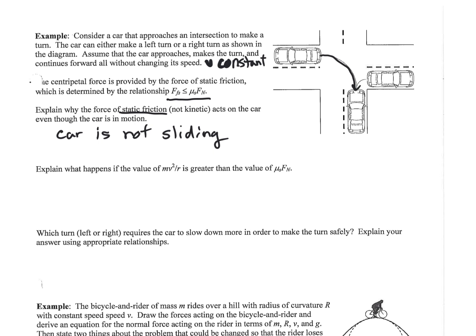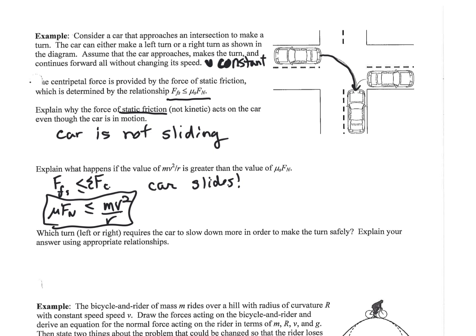So what happens if mv squared over r is greater than mu sub s times the normal force? Well, if the force of friction is less than the net force centripetal, the car slides. Okay? So, we know that the force of static friction, which is mu times the normal force, has to be less than or equal to, because static friction is always less than or equal to, the net force centripetal, which would be mv squared over r. So we know this has to be the case for the car to not slide.